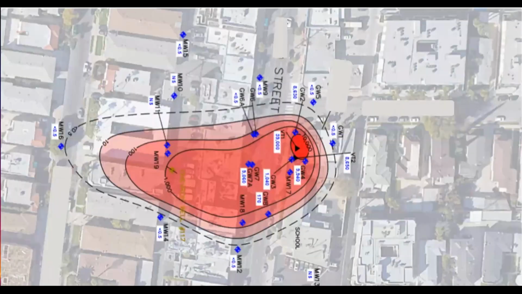Here is another picture of the same case. This is where the source is. This is just another depiction. Where the heavy red is, this is where the source is, and you see the plume traveled. This is the major street here.